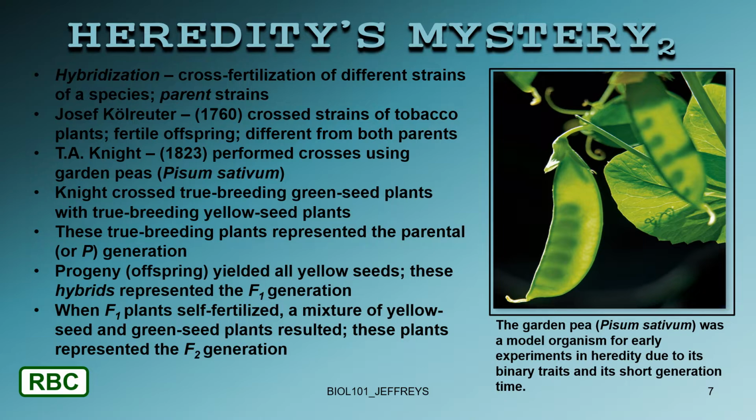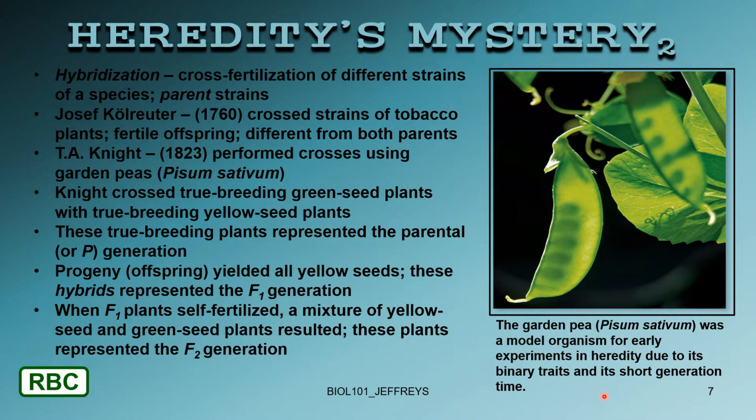We'll talk about Mendel here in a little bit, but he used the garden pea, Pisum sativum, and it was a model organism then, and it still is, but it was a model organism very early on because its traits are binary. They're cut and dry, right? They're black or white. They're round seed or wrinkled seed. They're purple flower or white flower. There's no in between, no mixing.